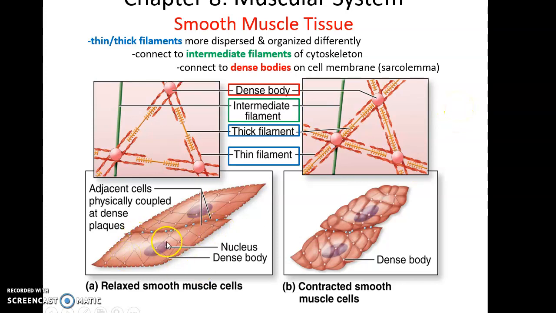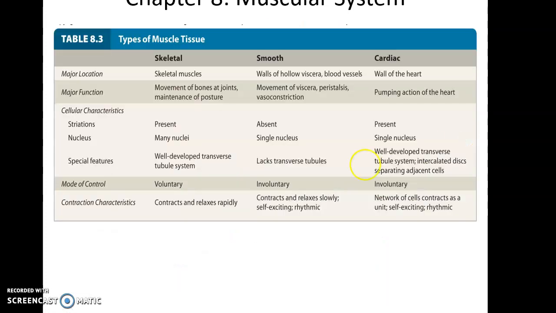Again, when they're relaxed, everything's as dispersed as it can get. When they contract, it causes the muscles to get pulled together, to get shorter. All because of the thick filaments moving the thin filaments closer to each other, with the thin filaments attached to the cell membrane and the cytoskeleton. And here is just a figure showing similarities and differences between the different muscle tissues.